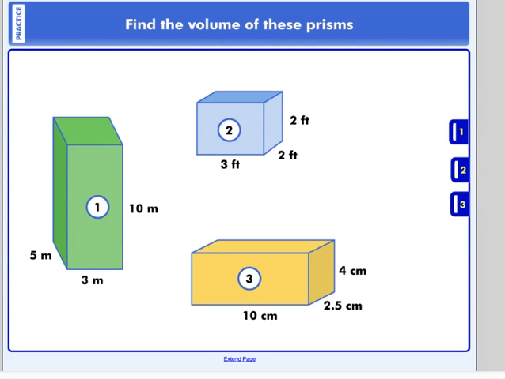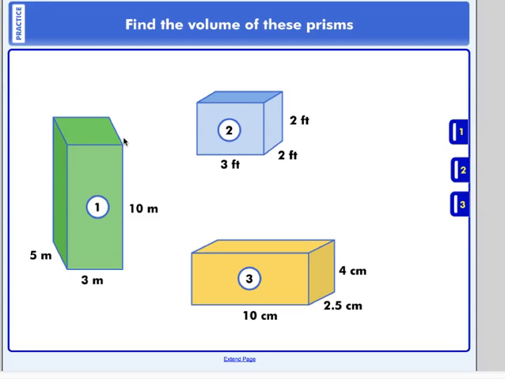Now, let's look at our first prism here, okay? And find the volume of this prism. Let's see, what will we need to do? First, we need to find the area of the base. Well, I can see here that the dimensions of my base are 5 by 3. So the area of this base is going to be 15, because 5 times 3 is 15.